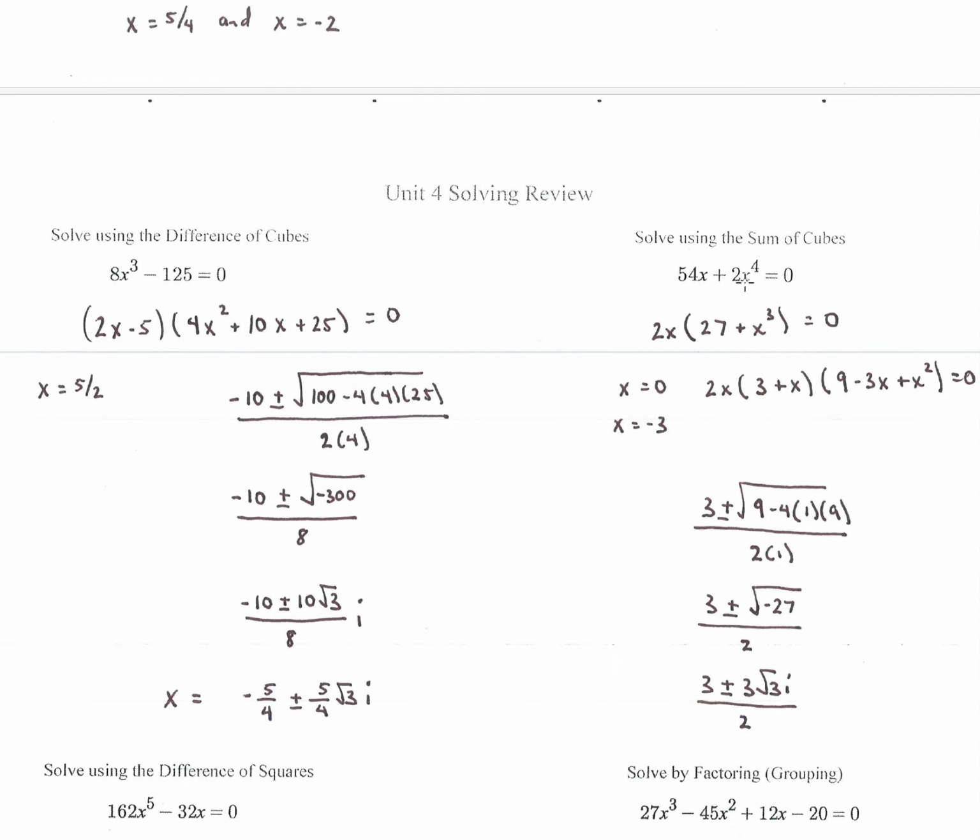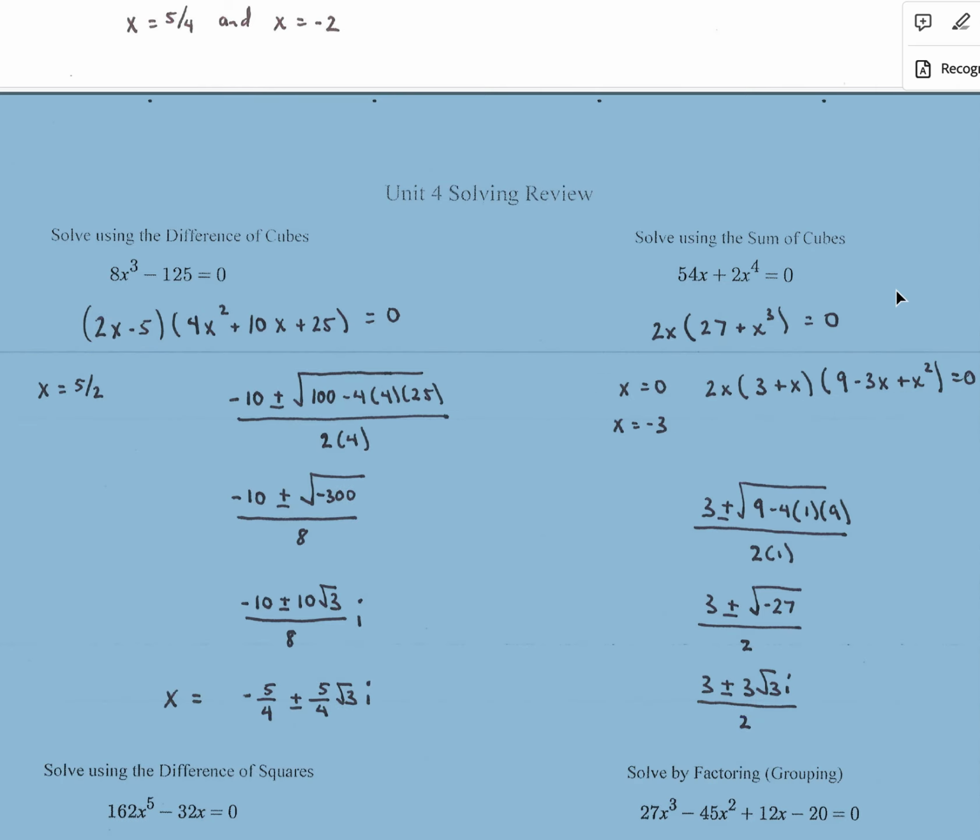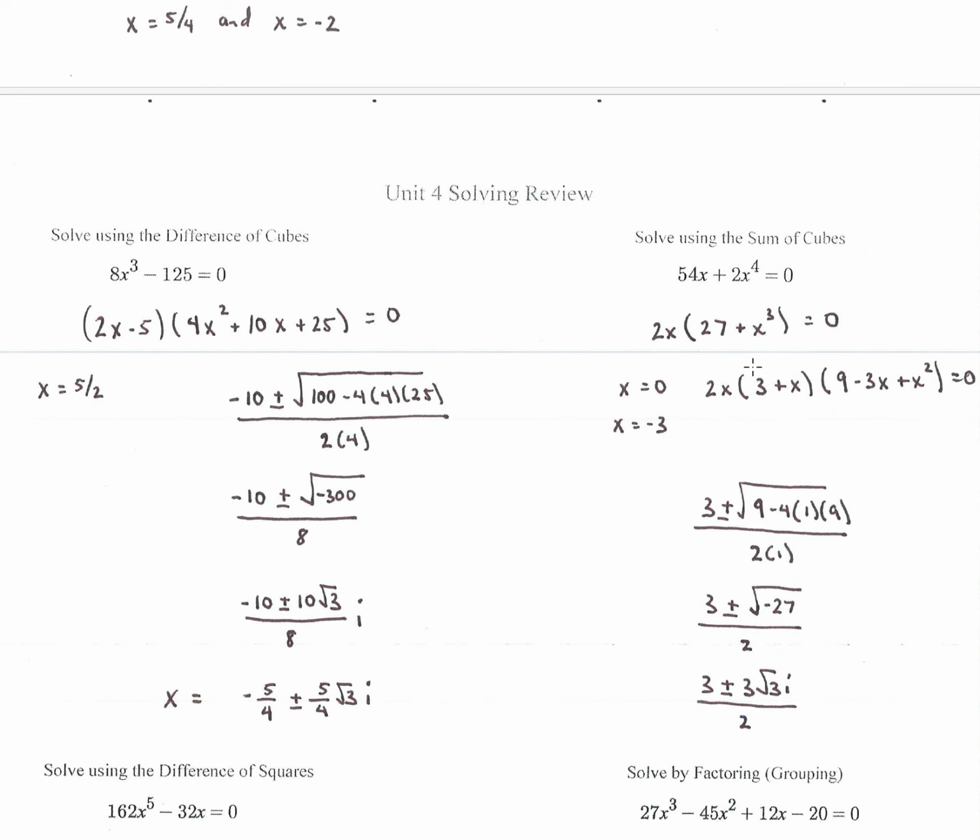Okay, here's the sum of cubes. Again, first thing you want to do, always, always, always, is factor out the greatest common factor. So me factoring out this 2x then leaves me with this. So I have a 2x chilling. Then I factor the sum of cubes to this guy. And then the easy one is this solution is 0.